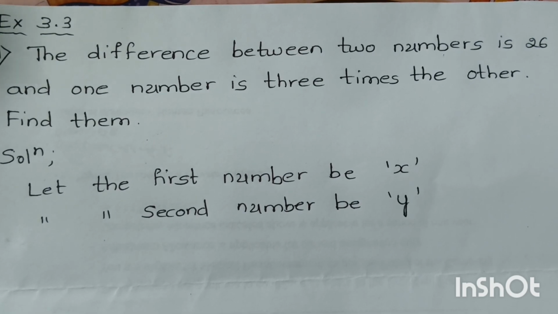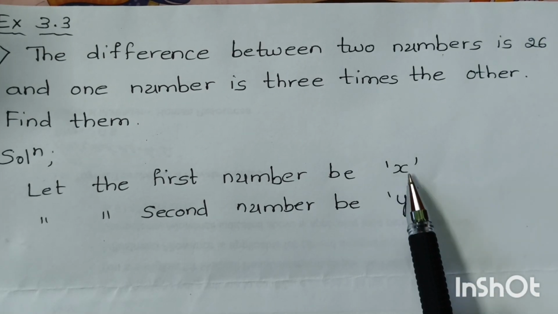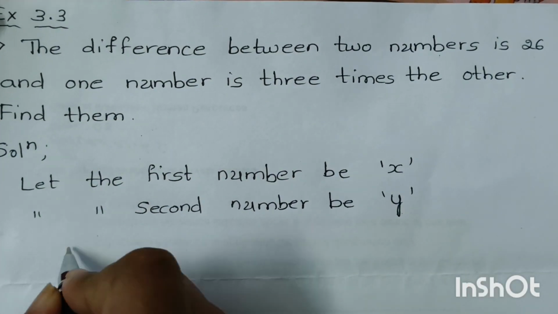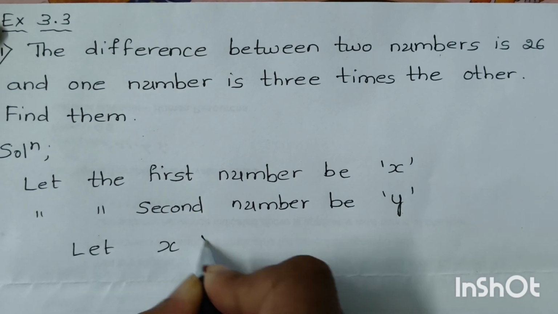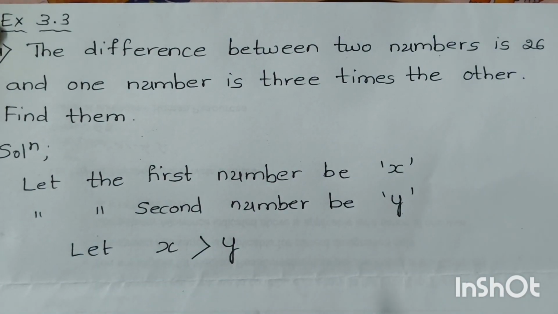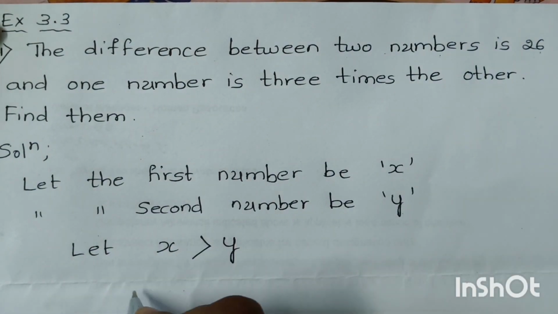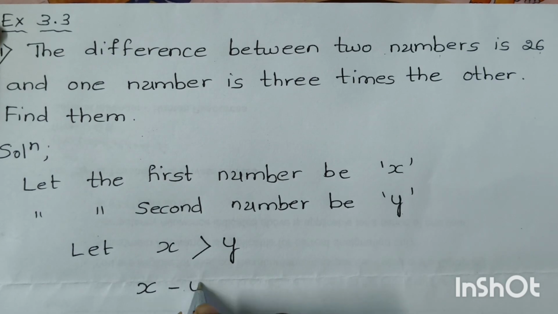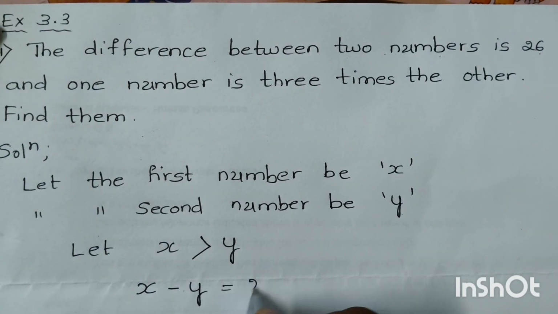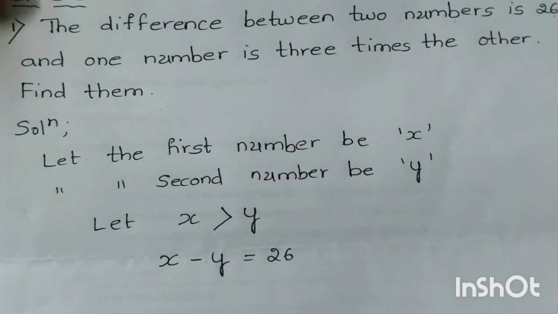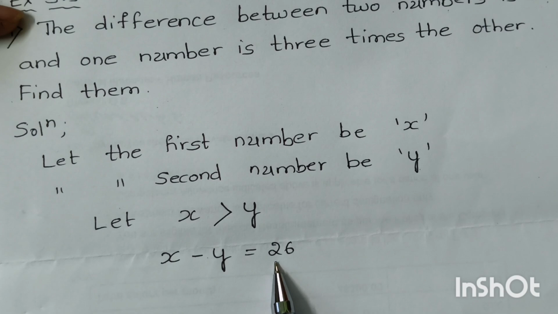Now, listen. To subtract, the first number must be greater than the second number, right? So, let me consider x is greater than y. Therefore, what can we write? The difference between two numbers is 26. Suppose from x, if I subtract y, we will get 26. This is the meaning of the first sentence of the question. So, this is our equation 1: x minus y is equal to 26.